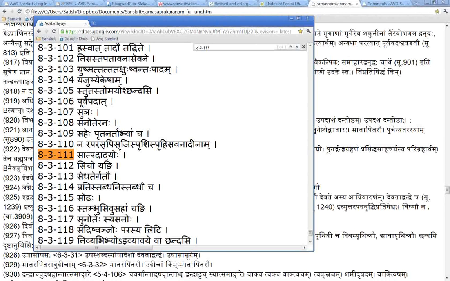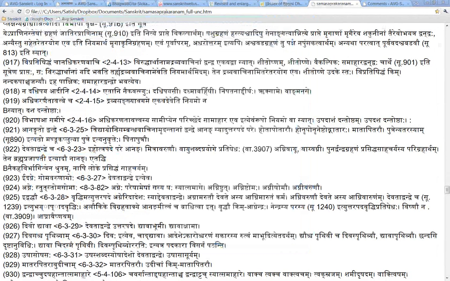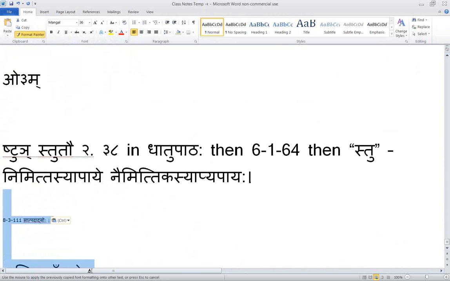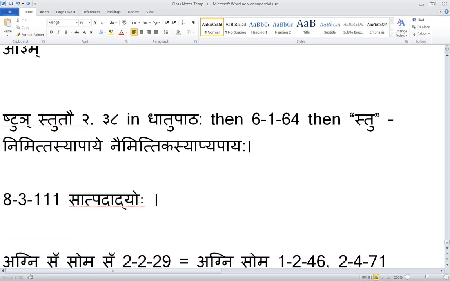So this sutram, please keep in mind, is Sat Padadyoho. This is the nishedha of the murdhanyadesha, so it does not take place. This is the important nishedha for this one. I went through all this to get you to the point where Sat Padadyoho is a very important nishedha for the murdhanyadesha.